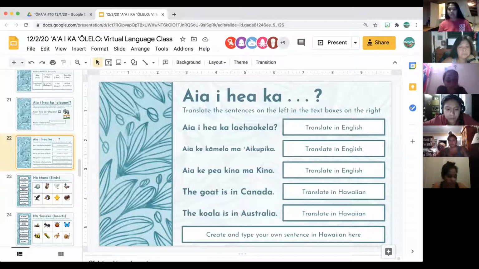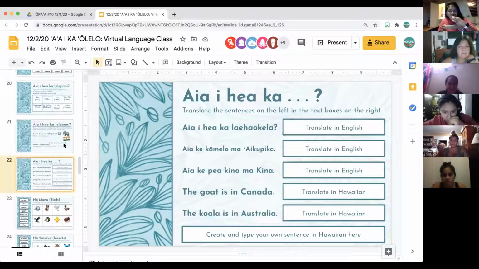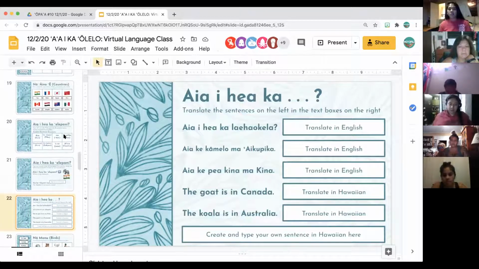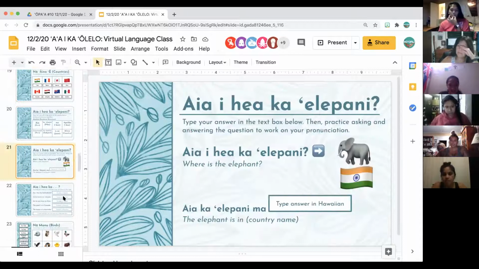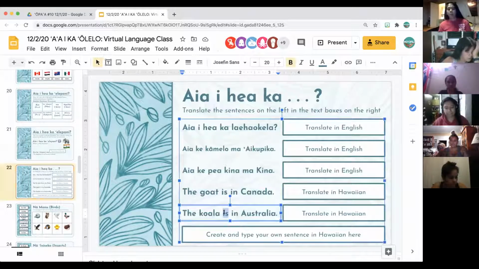Let's have Solana. You want to try the goat is in Canada? Yeah. Oh, yeah. Sorry. I ke kau ma kanaka. Kanaka. Or kana, yeah. It's a weird kind of, because you hear kanaka as people. So kanaka, yeah. That's correct. Thank you, Solana. And then the last one, the koala is on Australia.